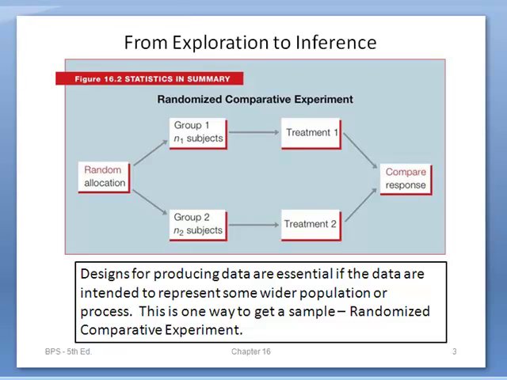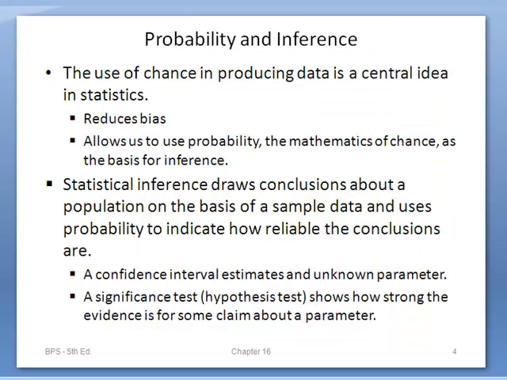Now, another way to get a good sample is called randomized comparative experiment. And we've talked about this. What we do is we randomly allocate different subjects to different treatments. Then we can compare the response. This gives us chance. And the use of chance in producing data is the central idea in statistics. It reduces bias and it allows us to use probability, the mathematics of chance, as the basis for our inference.